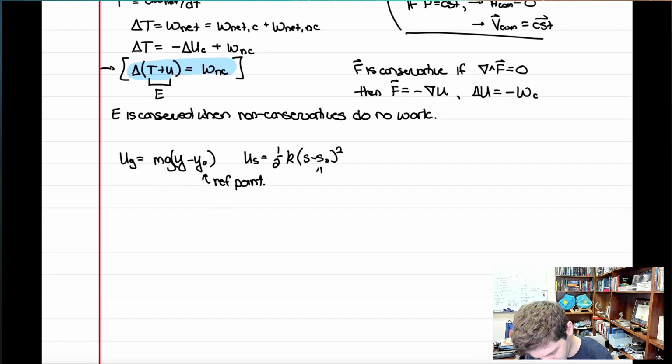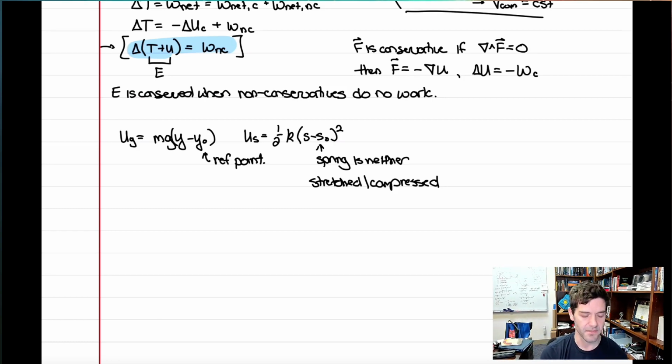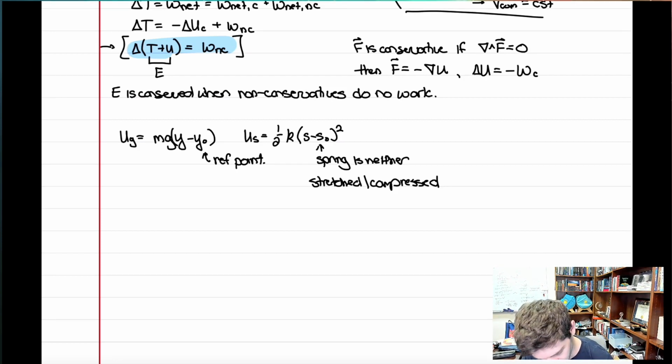And this might be kind of where the spring is neither stretched nor compressed. And notice that's also where, in this way that I've written down, that's also the location where I've defined my reference point, because when s equals s naught, the potential energy is overall 0.